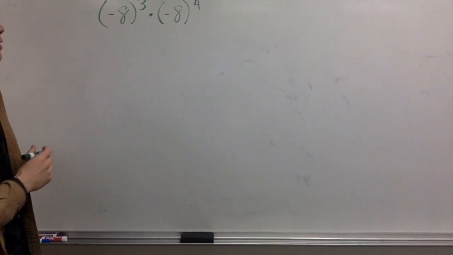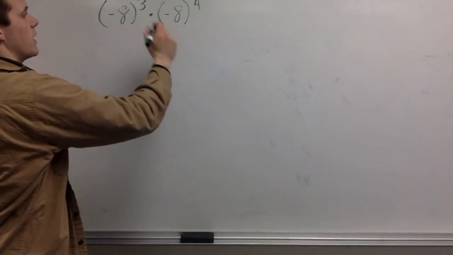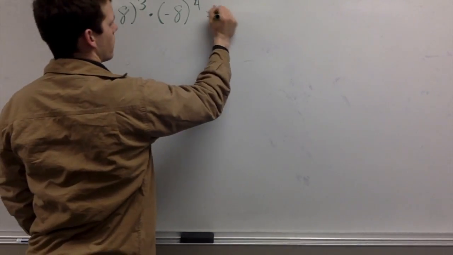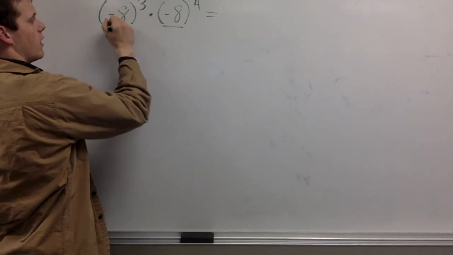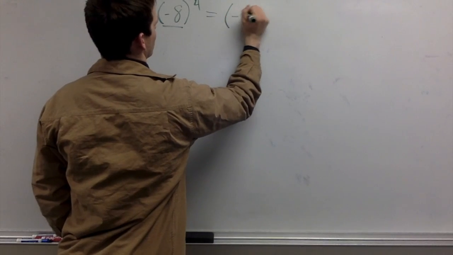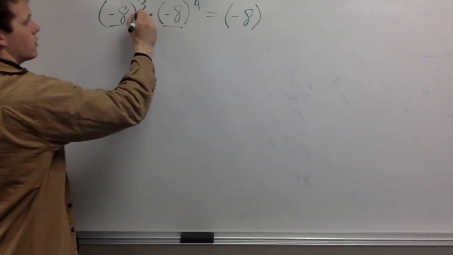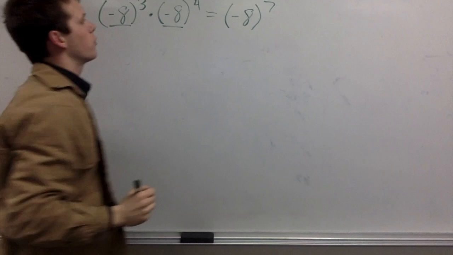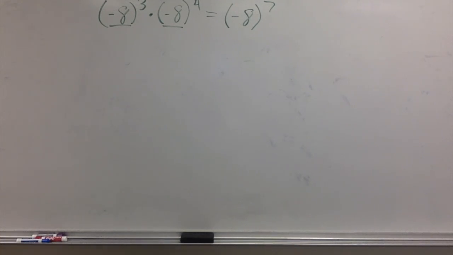Same thing here. We're going to take negative 8 to the 3rd times negative 8 to the 4th. We have the same base of negative 8, so we get negative 8 to the 3 plus 4, which is negative 8 to the 7th.